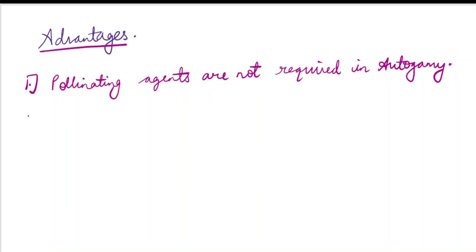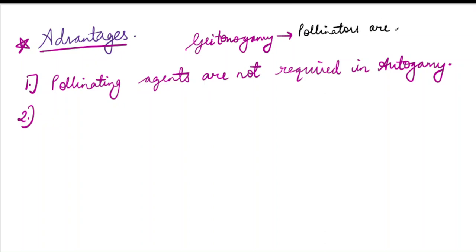Okay, so here in pollinators, pollinating, I will write here in the same point only. Not required in autogamy, and you have to make another statement that in geitonogamy it's required. I hope you will write this statement. You have to write it. Then the second point, I will mention it, because I feel like if you people get confused, I will write it here in geitonogamy. Okay, I wrote it here. So next we will speak about the next point.